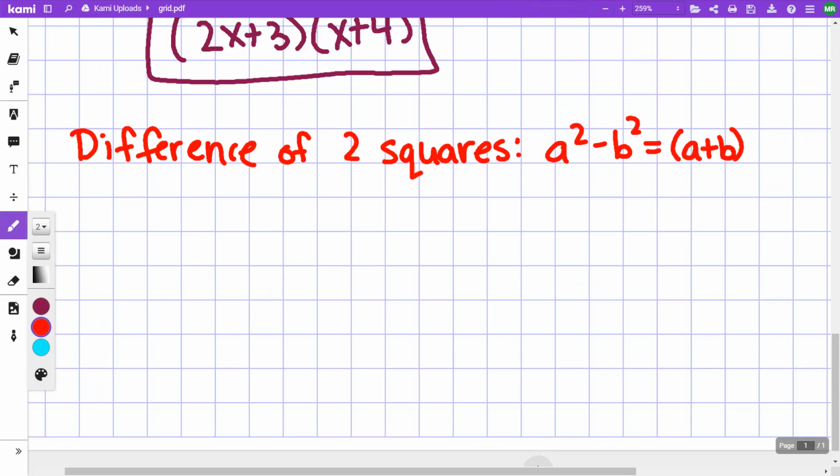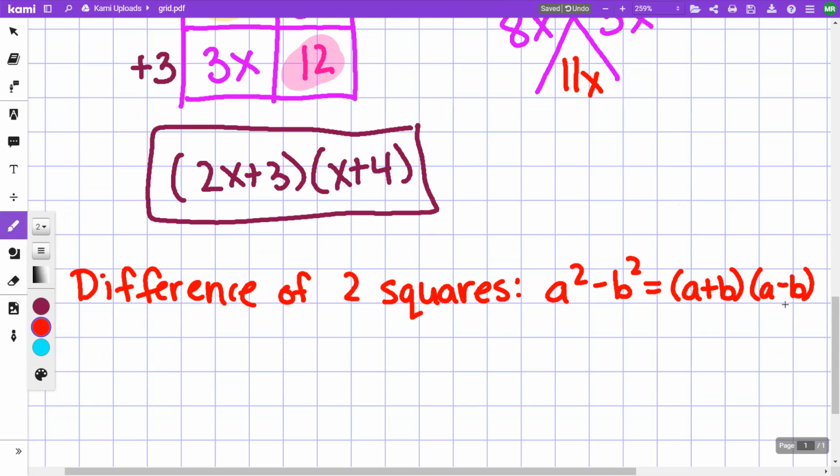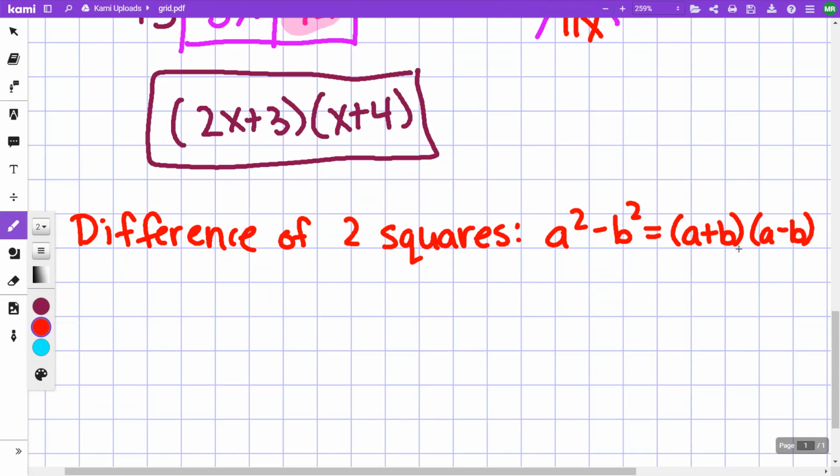One's going to be a plus b. One of them is going to be a minus b. What happens is because I have a plus b and a minus b, I'm going to end up having my middle term cancel out because one time it's going to be positive, one time it's going to be negative.